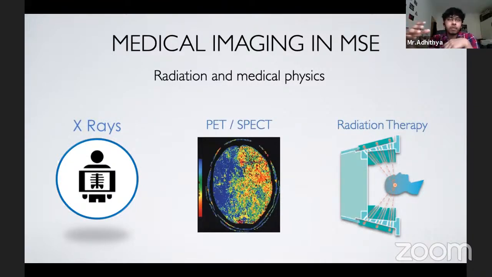And apart from this, we also use PET and SPECT, which are positron emission tomography and single photon emission computed tomography. These imaging modalities use radiopharmaceuticals, which are basically unstable nuclear isotopes. PET and SPECT use two different kinds of isotopes. One uses gamma emitters, and another uses beta plus, or positron emitters.